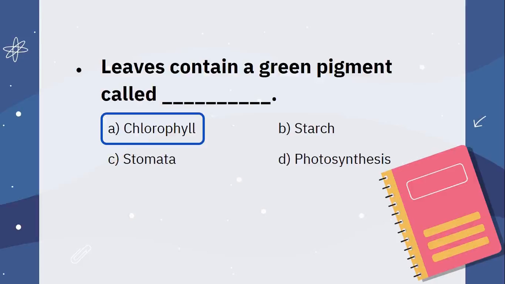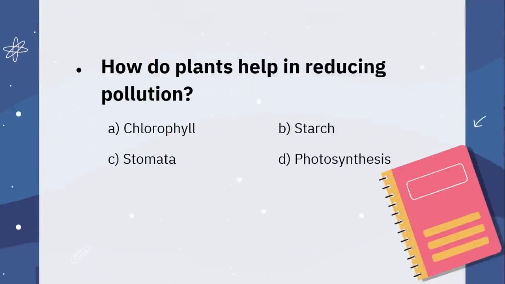Okay? Next question. How do plants help in reducing pollution? The right answer is photosynthesis. A lot of carbon dioxide is released into the air from vehicles. Even living beings breathe out carbon dioxide. Too much carbon dioxide in the air causes pollution.